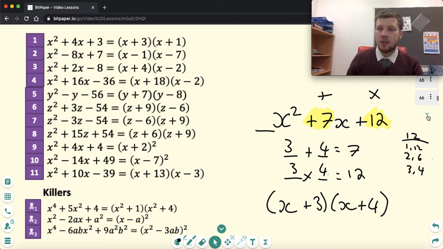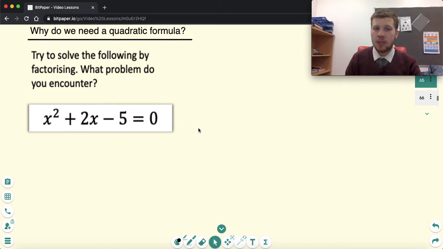Okay, so moving on then, why do we need this formula? Well, I'd invite you to have a go at trying to factorise what this problem is. So, I'd like you to pause the video now. I'll just give you sort of 30 seconds.